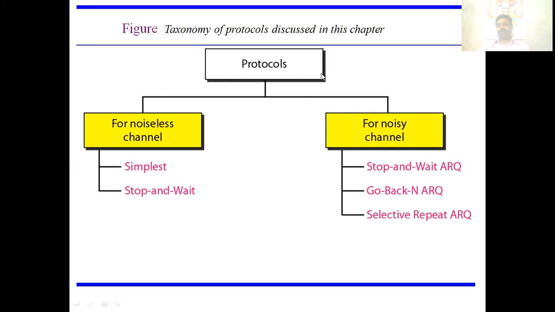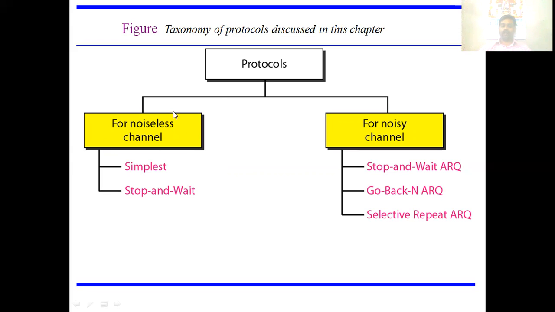Now there are two main categories of protocols. One is for a noiseless channel, which is an ideal channel: there is no damaged frame or loss of frame, that is perfectly ideal. For a noisy channel, there is a possibility of lost or damaged frames. In a noiseless channel, you have two protocols: the simplest protocol and the stop and wait protocol.